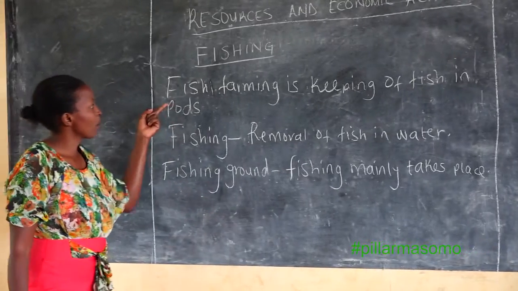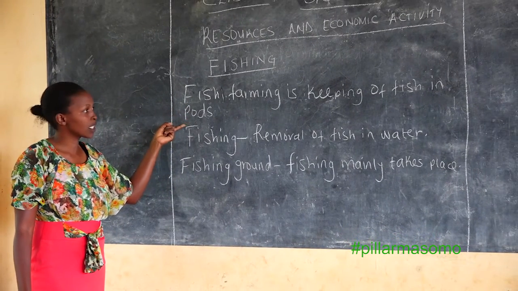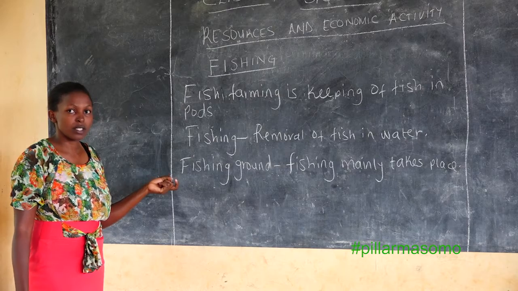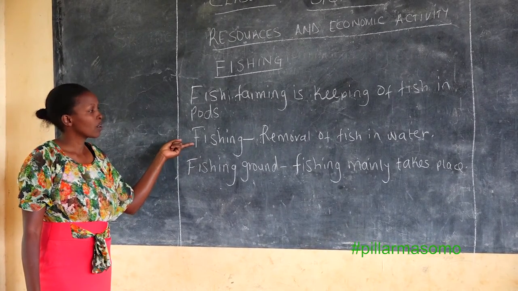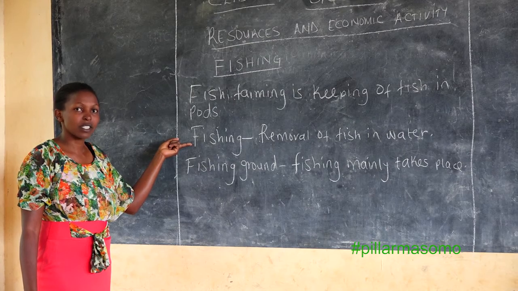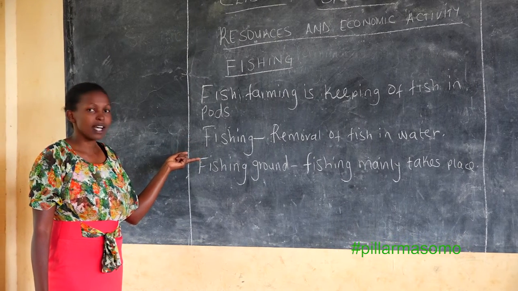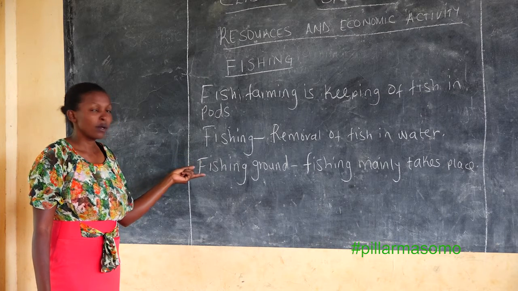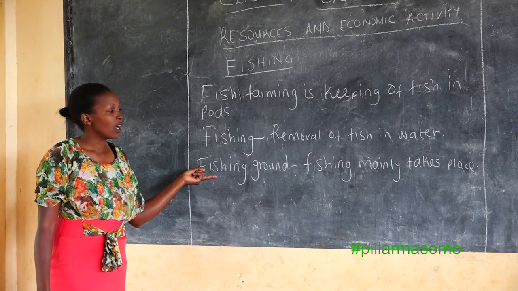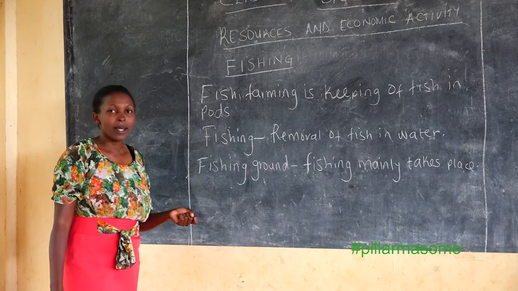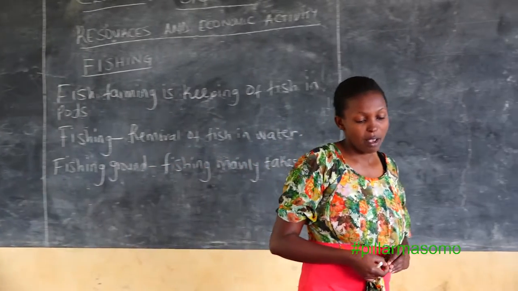So we have discussed the first one, fish farming, and we have said fish farming is keeping of fish in ponds or dams. Then we have fishing, which is the activity of removing aquatic animals such as fish from water. Then we also discussed fishing ground, which is where fishing mainly takes place.